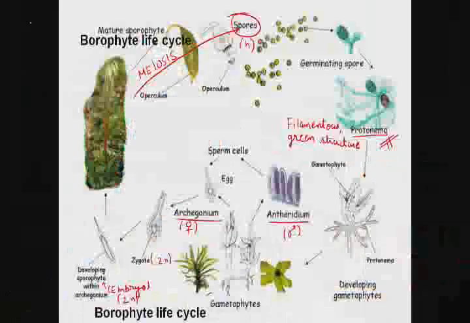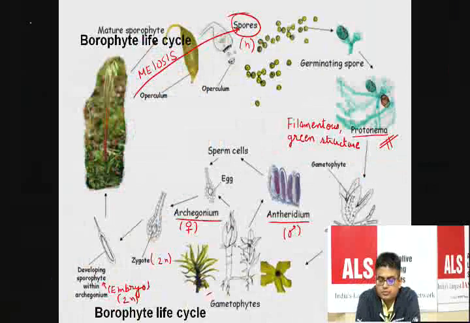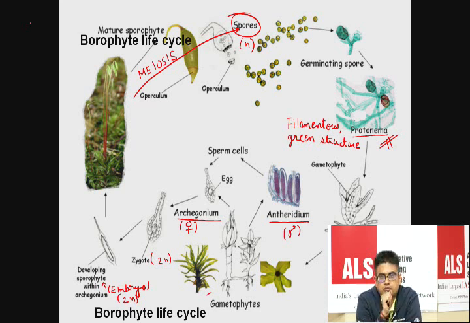Now see carefully. Archegonium is a multicellular sex organ. Antheridium is a multicellular sex organ. Both are multicellular and they are producing some structure. Now there is one more thing. Antheridium and Archegonium both are suspended in water.